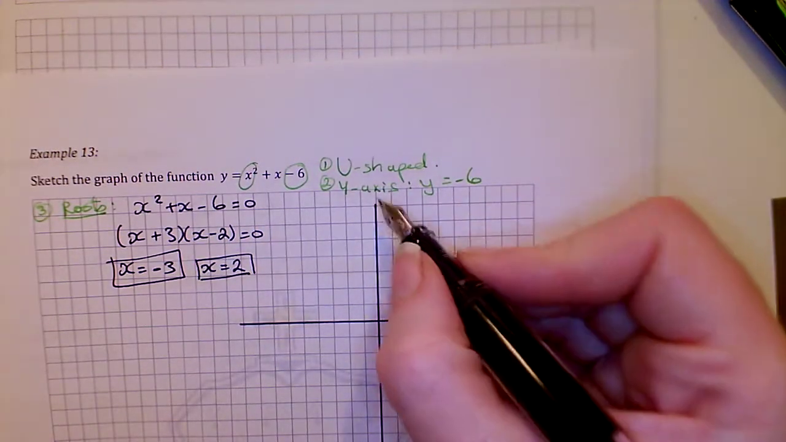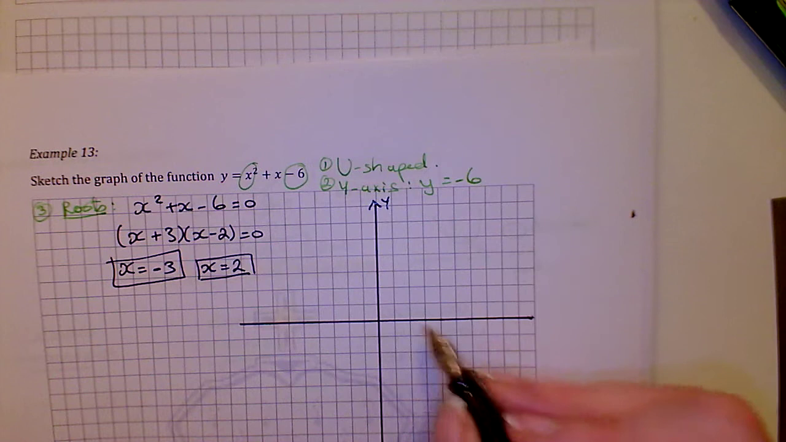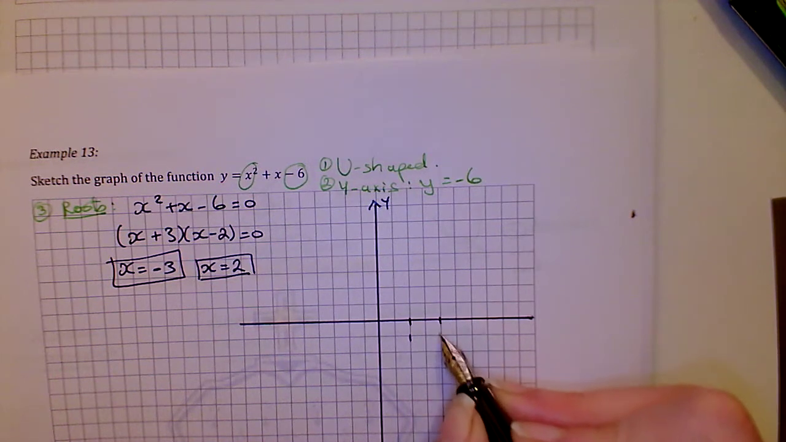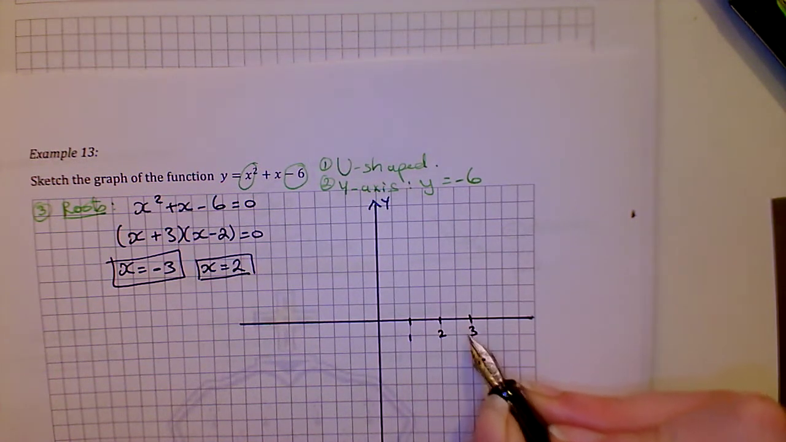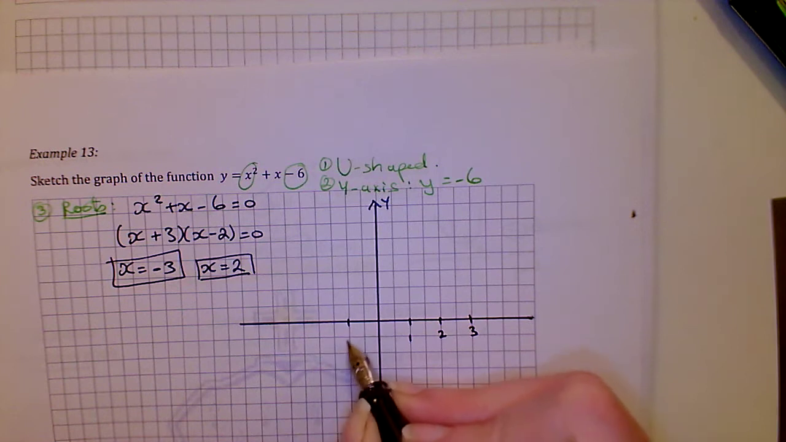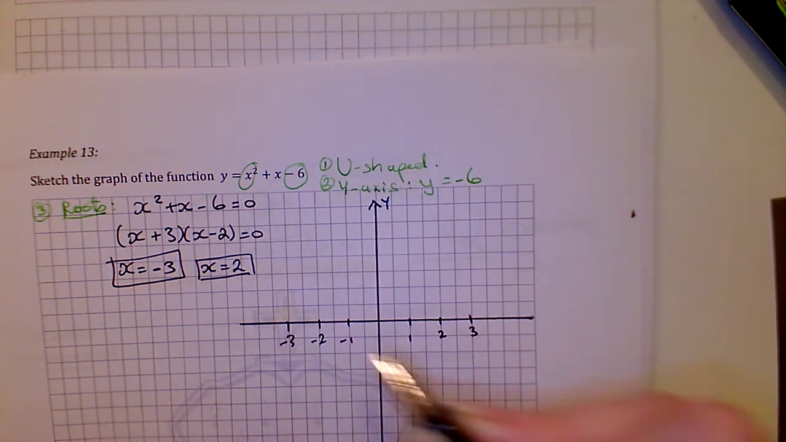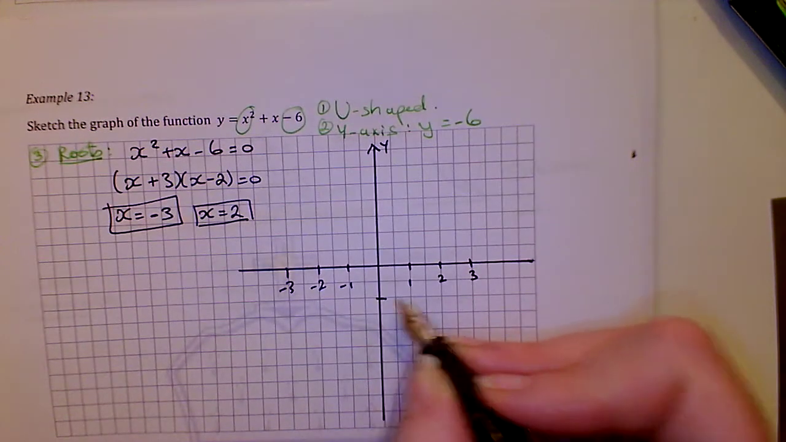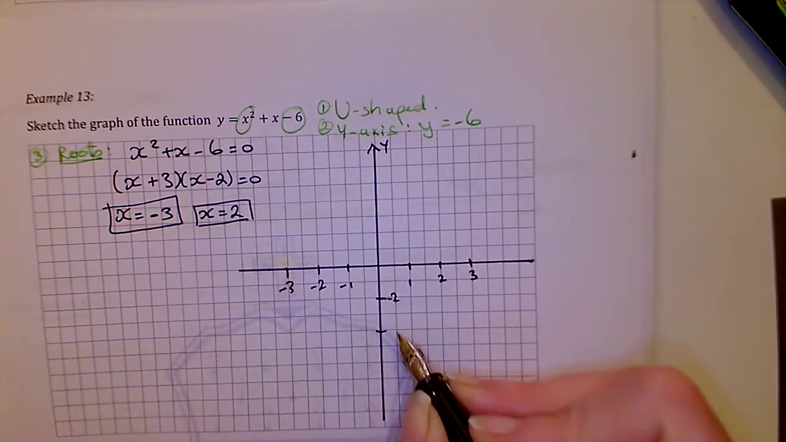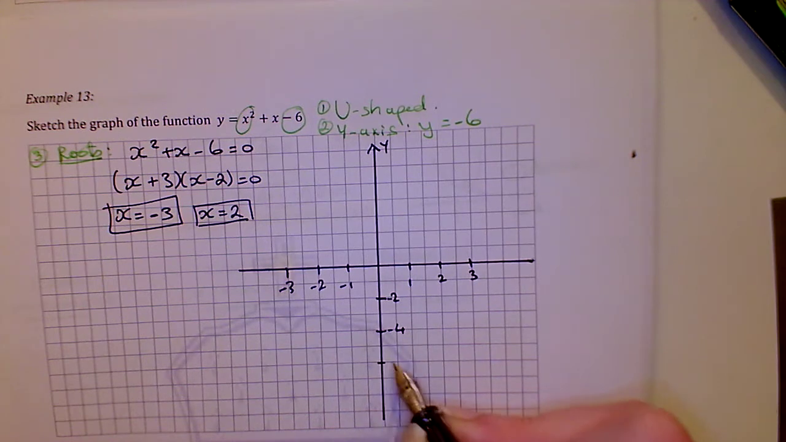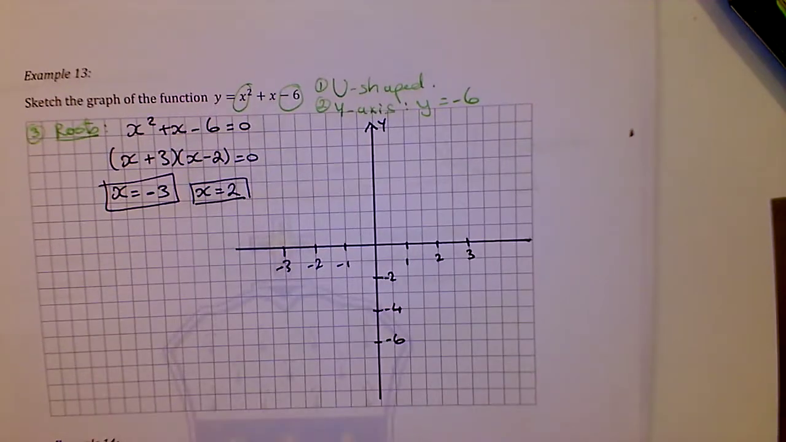So I didn't need all the space above, but that's okay. So 1, 2, 3, -1, -2, -3, -2, -4, -6. So I'll fill in the pieces of information we have.